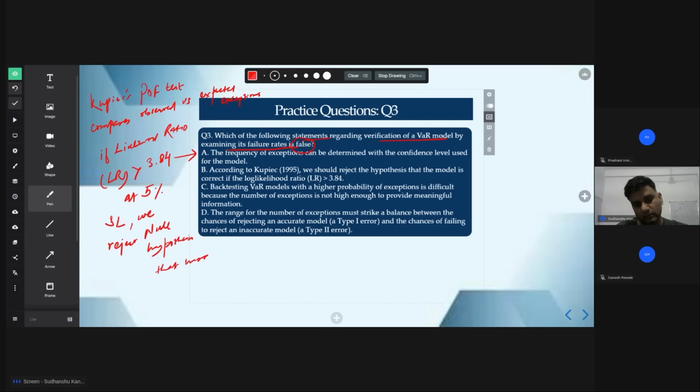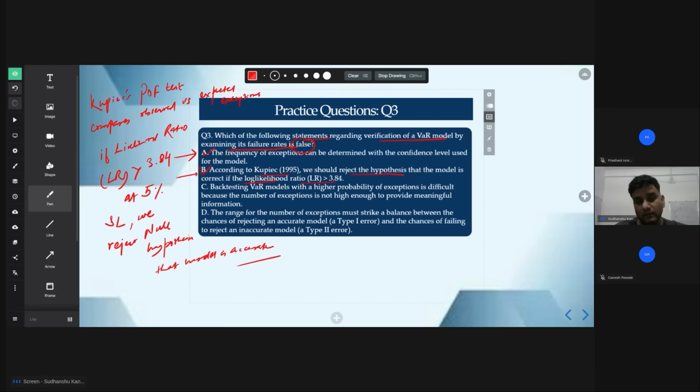We acknowledge that the model is accurate. Okay, remember this, guys. According to Kupiec 1995, we should reject the null hypothesis that the model is correct if the log likelihood ratio is greater than 3.84. So this statement is also correct. This is what it is given. So these two statements are both correct.